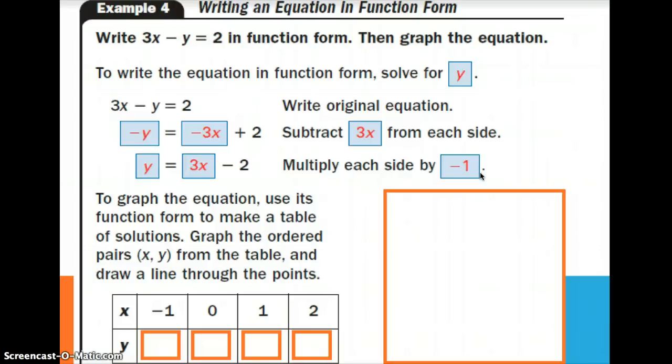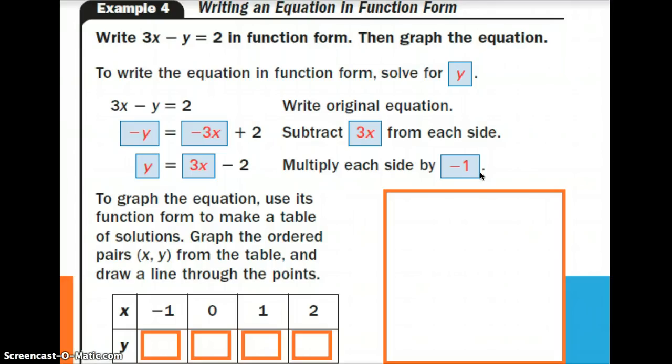This is function form. Your answer will be y equals 3x minus 2. Function form is y equals ax plus b, where a is 3 and b is negative 2.